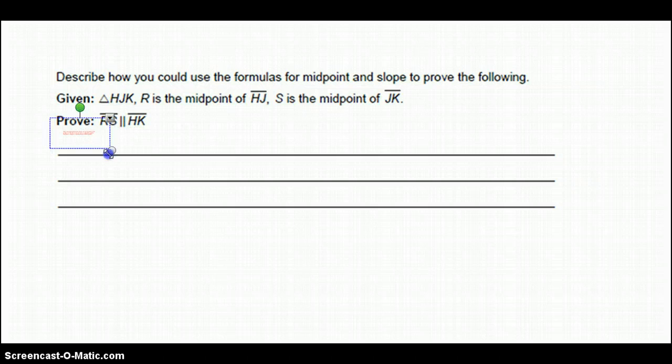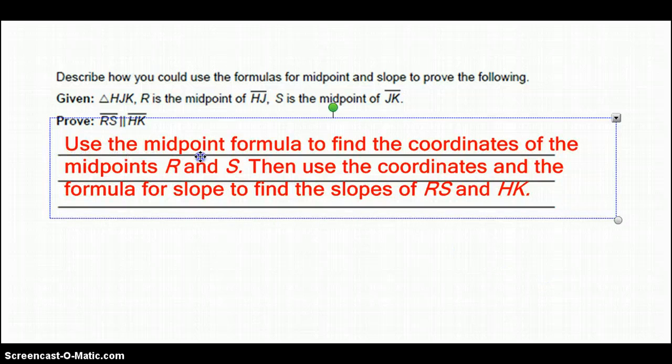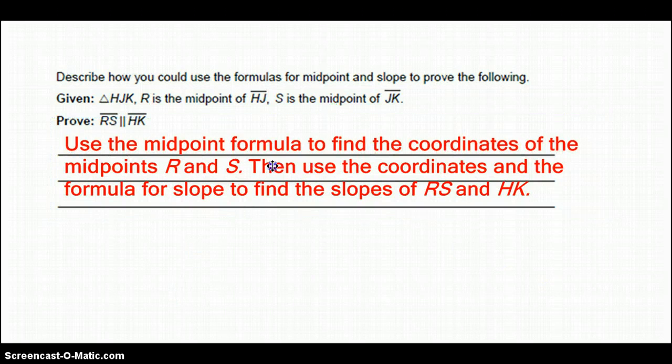So here's what you could have. We want to use the midpoint formula to find the coordinates of the midpoints R and S. Then use the coordinates that you just found and the slope formula to find the slopes of RS and HK. Then we can compare those slopes and show that they are the same.